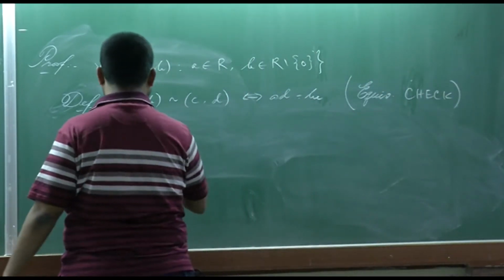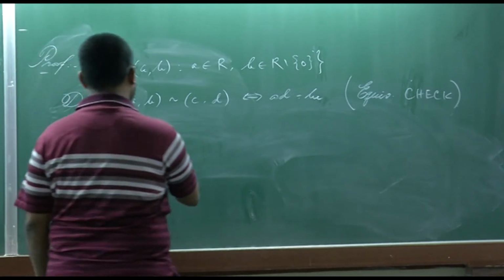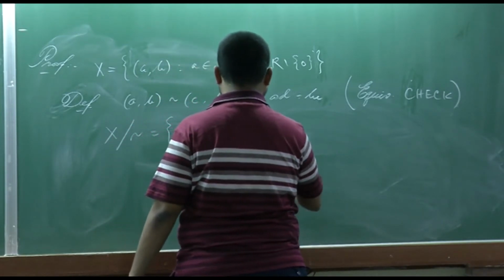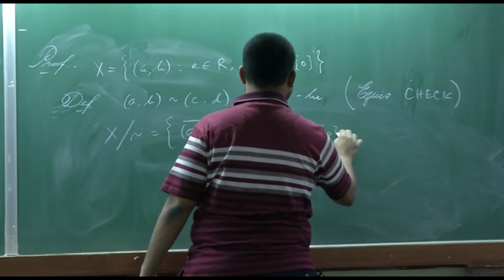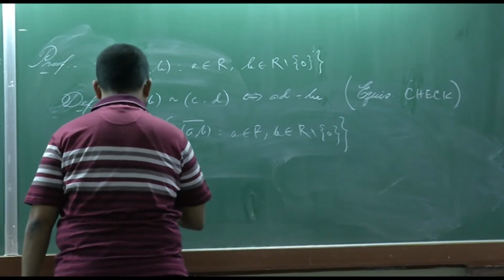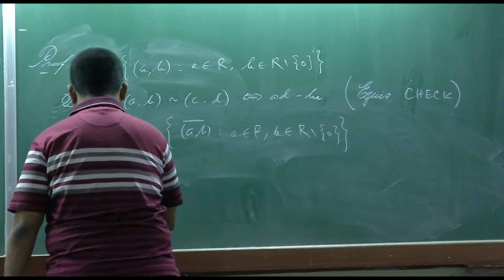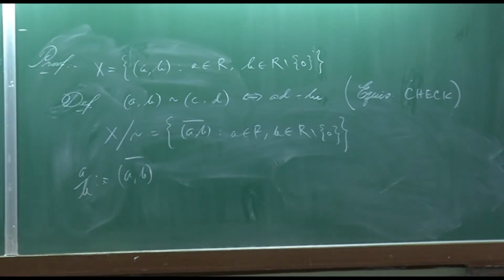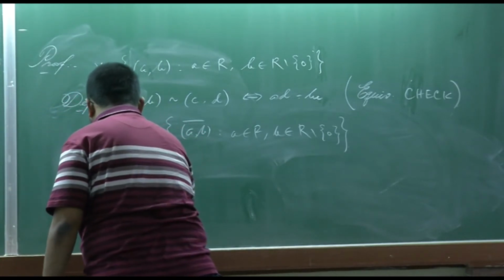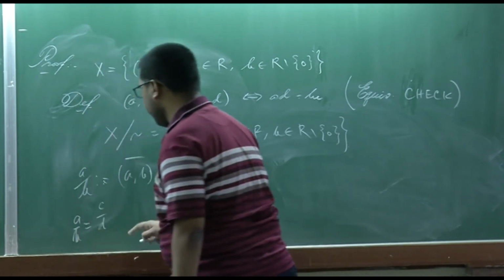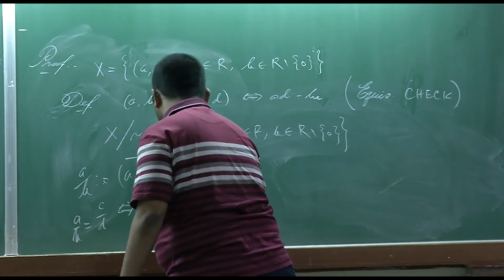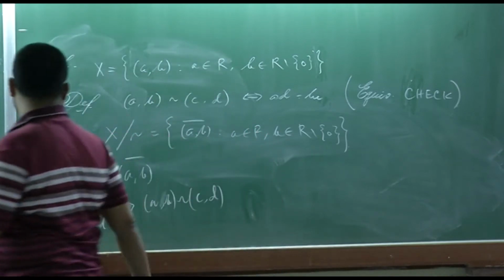Then we consider X mod tilde. Given any equivalence class (A, B), from now on we will denote this by A by B. You can immediately check that the notation is defined in a coherent manner: if A by B equals C by D, then (A, B) is related to (C, D).